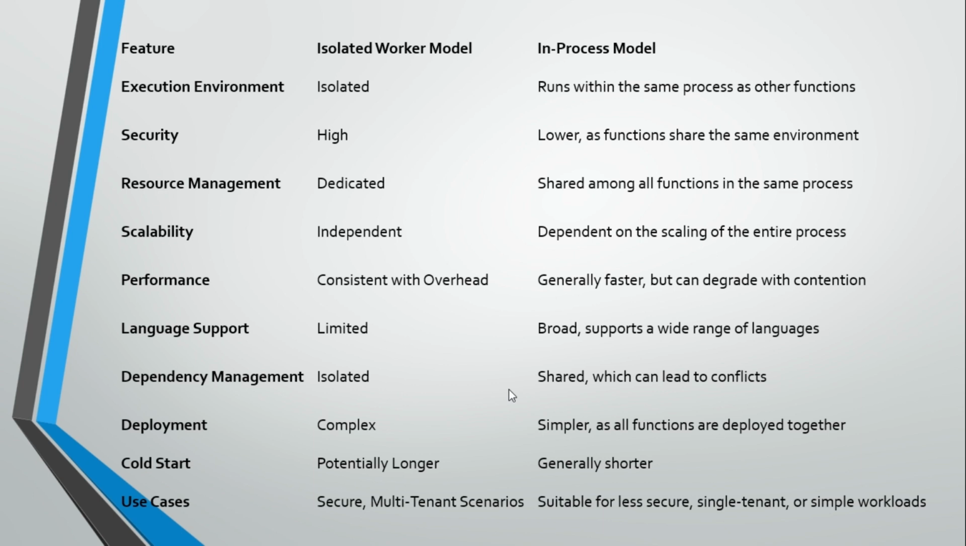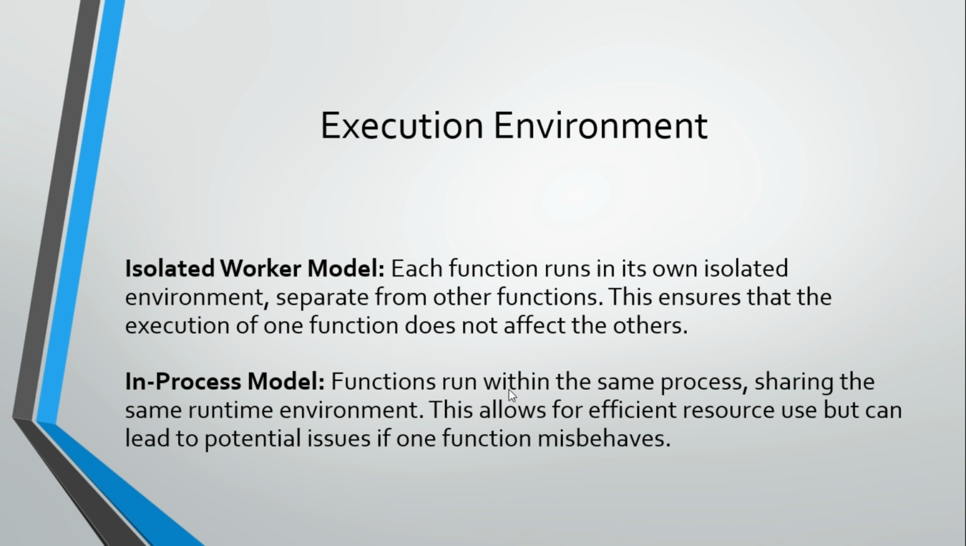Use cases: when security is a major concern and you have a multi-tenant scenario, you should go for the isolated worker model. In other scenarios, you can go for the in-process model. So let's go into more detail one by one. The execution environment: as we have mentioned, in the isolated worker model each function runs in its own isolated environment, separate from other functions. This ensures that the execution of one function does not impact or affect other functions.